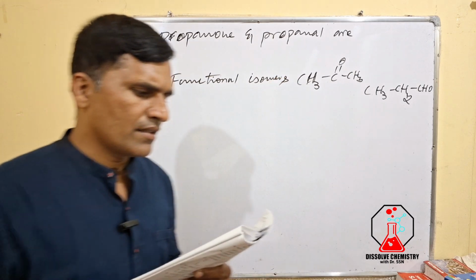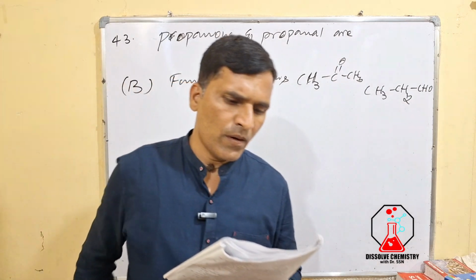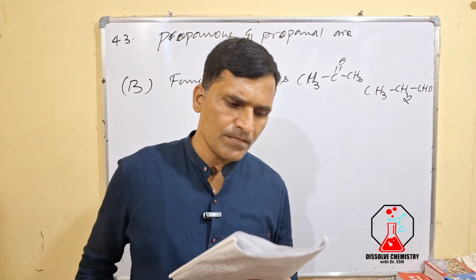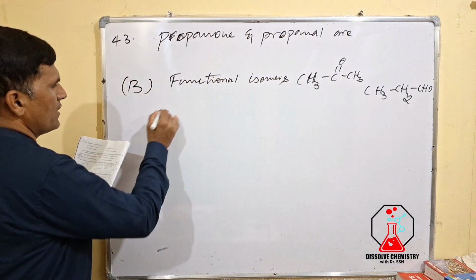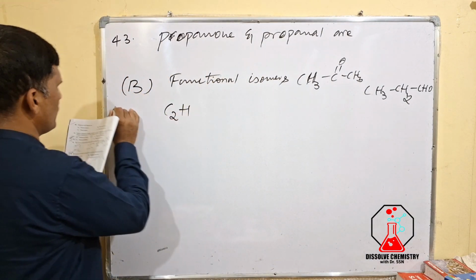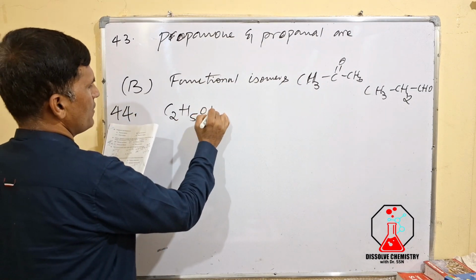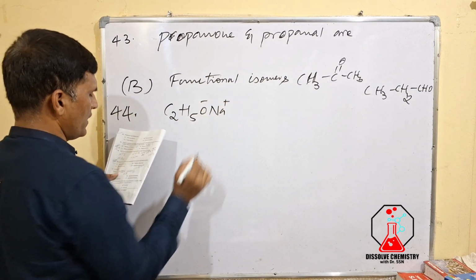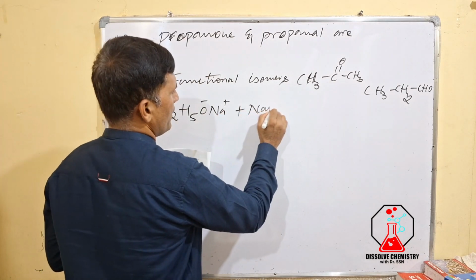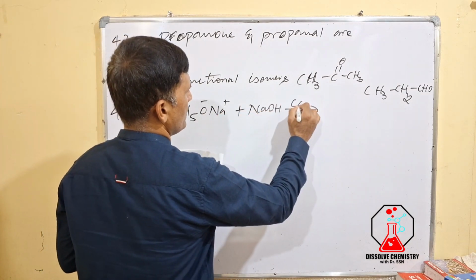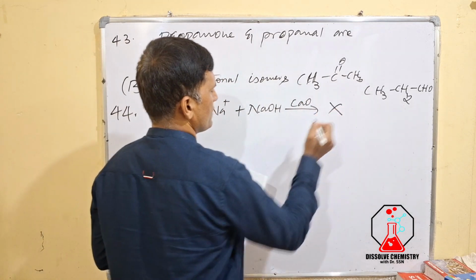Okay. The next question, number 44. Sodium ethanoate. Question number 44: C2H5COONa, upon heating with soda lime, NaOH and CaO, gives compound X.